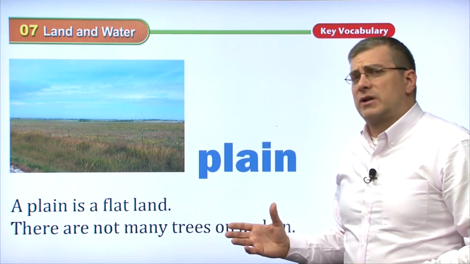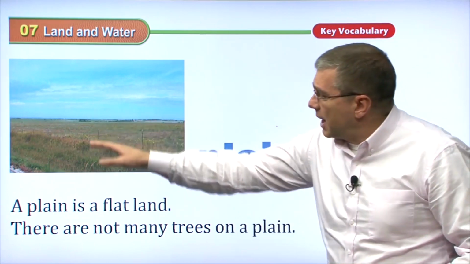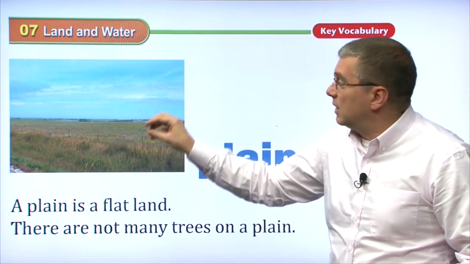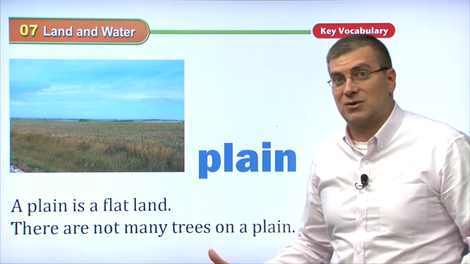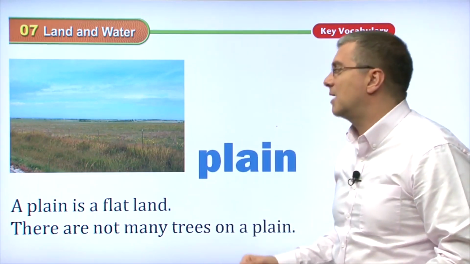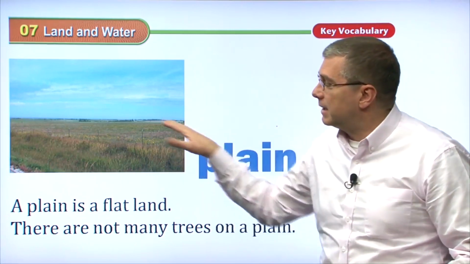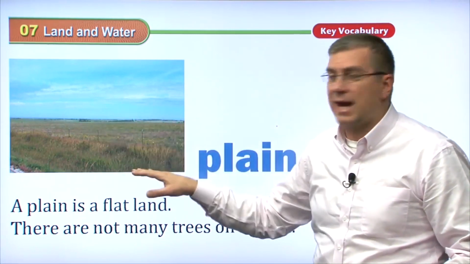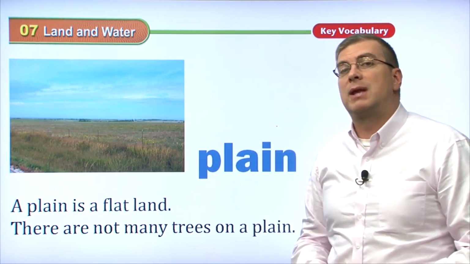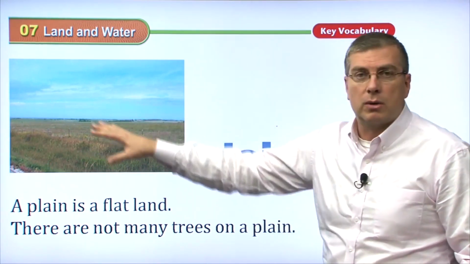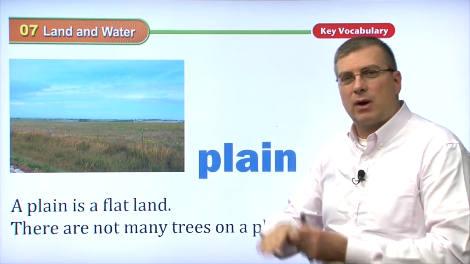We talked about forest before, right? But on a plain, you don't have many trees. If you have many trees, that's a different feature. That's a forest, right? That's a different type of habitat for animals. But a plain is a large flat piece of land with no trees. In the middle of America, the Great Plains, many buffalo used to roam on the plains, very wide open.